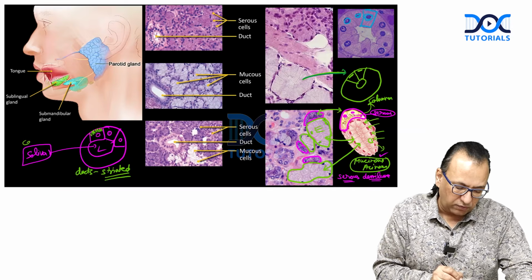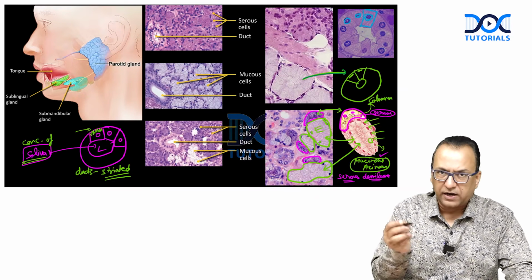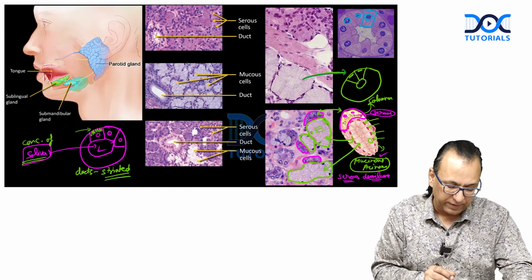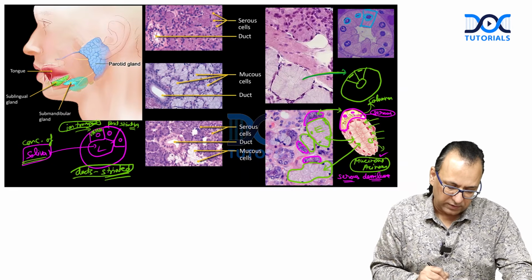That is for the concentration of saliva. In the basal striations, there is some ion transport happening. Because of that ion transport at the basal level, there are the basal striations, and that makes the duct striated. Ducts are striated.